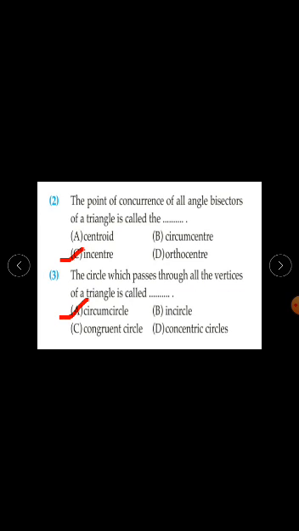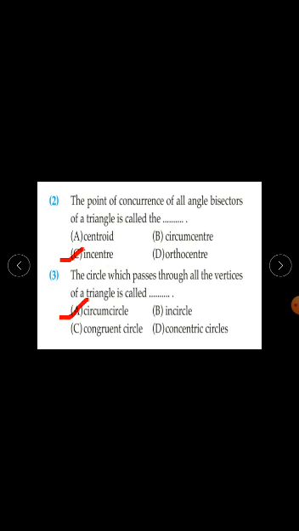Second sub question. The point of concurrence of all angle bisectors of a triangle is called the centroid, circumcenter, incenter or orthocenter. So answer is incenter. The point of concurrence of all angle bisectors of a triangle is called the incenter.